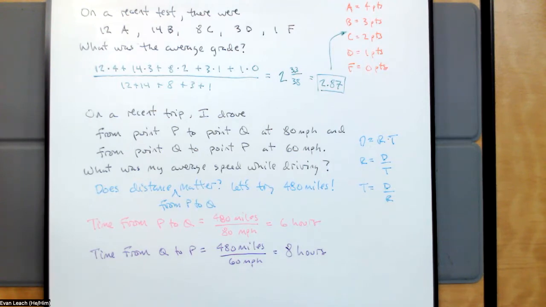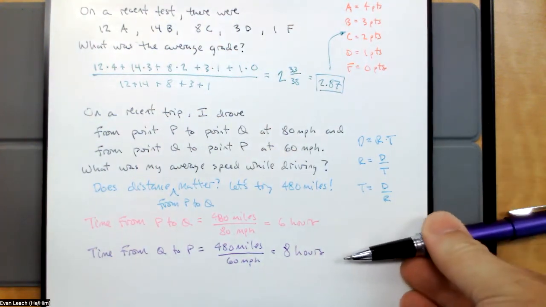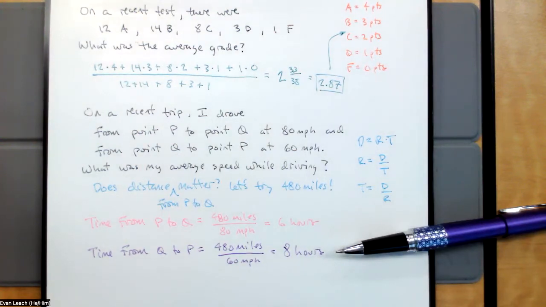There were more A's and B's than there were C's, D's, and F's. Right? There were more B's than C's, D's, and F's. That's going to pull up the average. So is our average speed, for both directions, more than 70 or less than 70? It's going to be less. And why will it be less? We spent more time doing 60 miles per hour than we spent doing 80 miles per hour. So even though we drove the same distance, coming back, it took us more time.